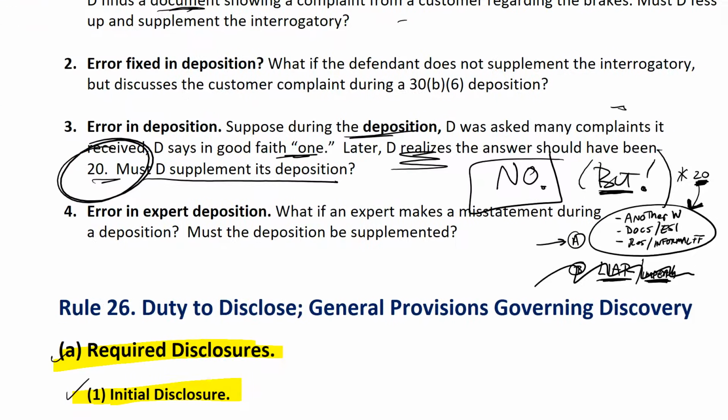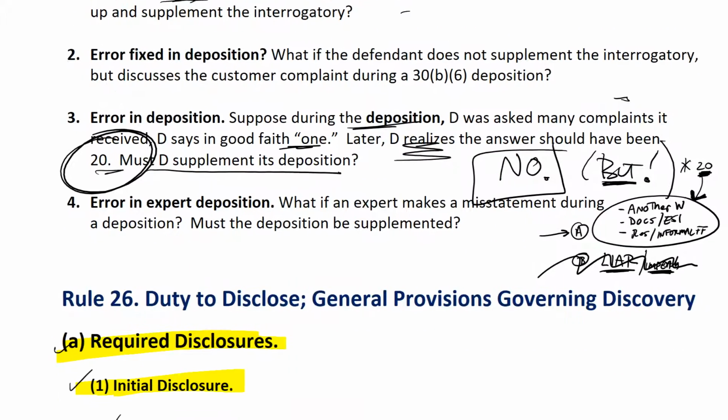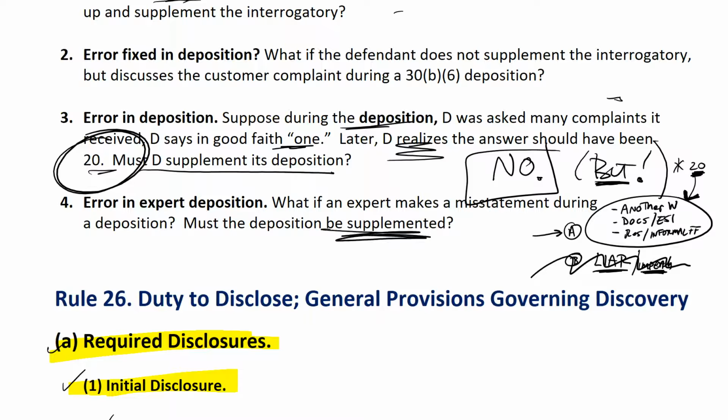All right, so I think that's it. We've actually already answered number 4. We haven't, because I made reference to expert depositions, and yes, they do need to be supplemented if the error is a material omission or material misstatement. So the answer would be yes.